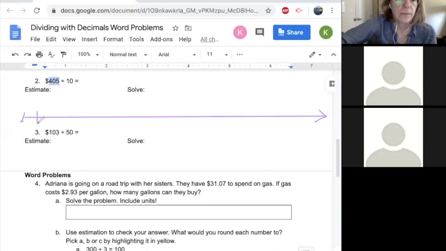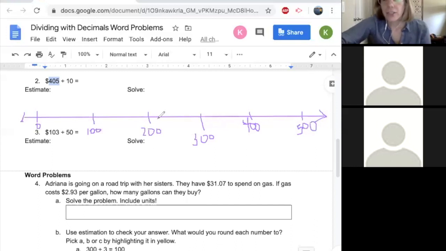We've got 0. Okay, let's see if I can make this somewhat even. Okay, 100, 200, 300, 400. Oh my gosh. So sloppy. Okay. Stop me when I get to 405.